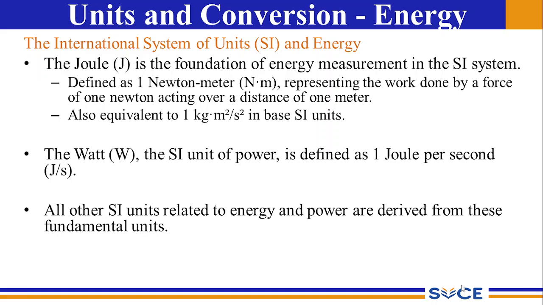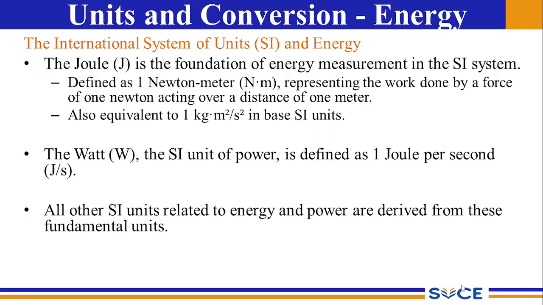When you convert it into the base units, you have kg meter square per second square, because Newton is force, and force is nothing but mass into acceleration. So mass in kg, acceleration in meter per second square. So when you talk about joule, it's Newton meter, which is kg meter square per second square.